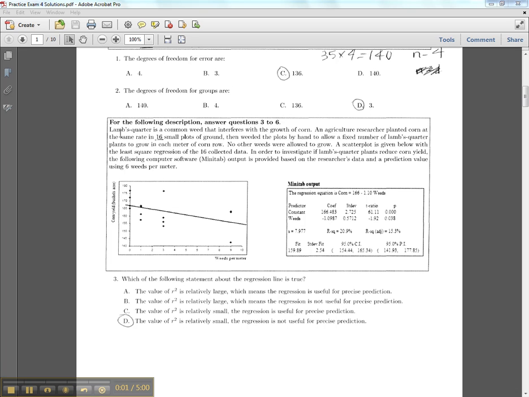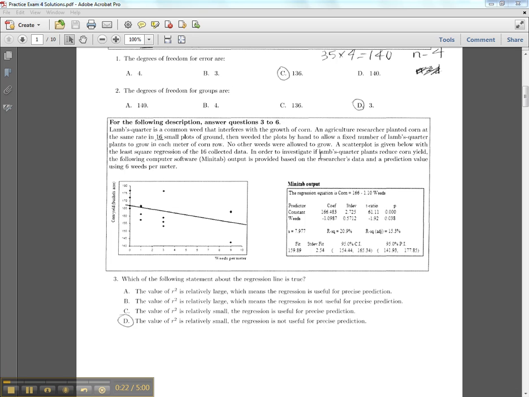Number 3 for the practice exam: the lamb's quarter is a common weed that interferes with the growth of corn. An agriculture researcher planted corn at the same rate in 16 small plots of ground, then weeded the plots by hand to allow a fixed number of lamb's quarter plants to grow in each meter of corn row. No other weeds were allowed to grow. A scatter plot is given below with a least squares regression line of the 16 collected data points.